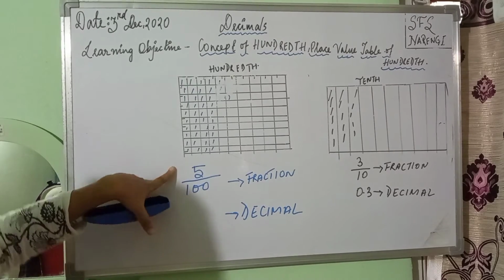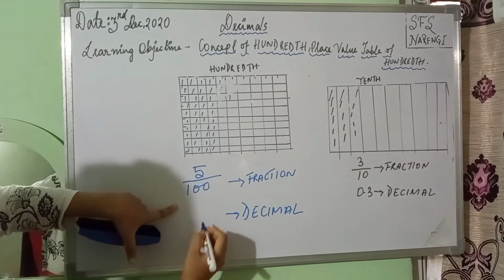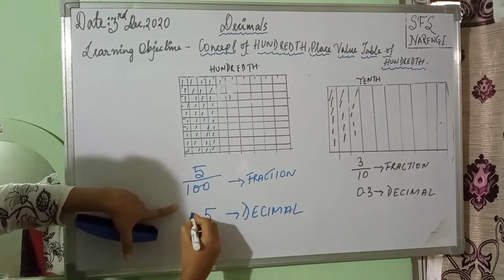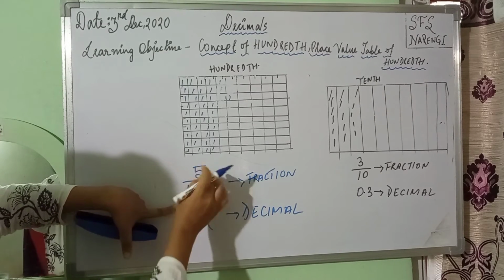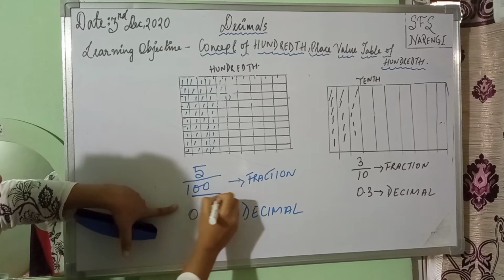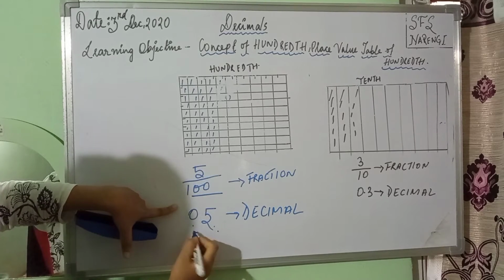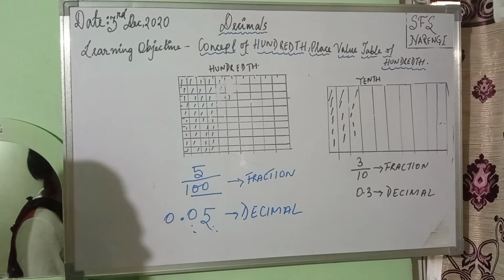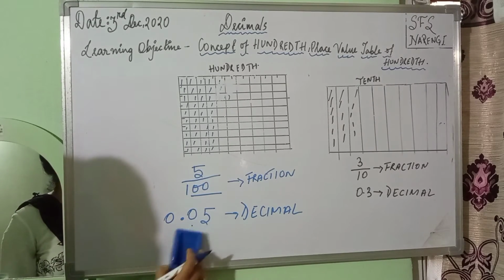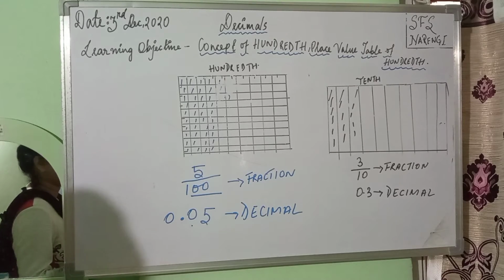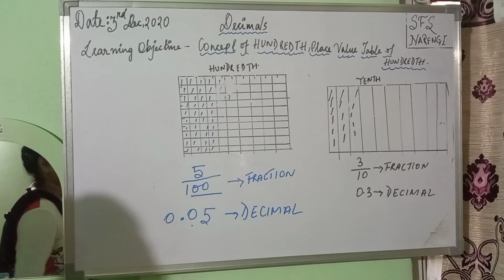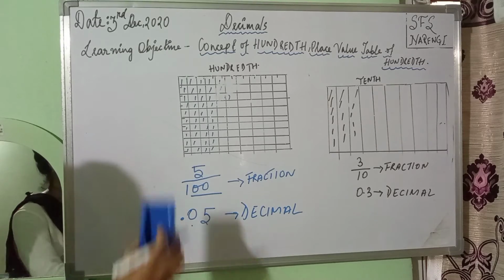So if I had shaded 5 of the 100 blocks, I only had 5 in the 100th place. In the 10th place I have nothing because there is only 5. So I am pushing this 100 two places after the decimal sign, so I can write it as 0.05 as a decimal. 5 by 100 can be written as 0.05 as a decimal. Alright children, I hope this is clear to you.